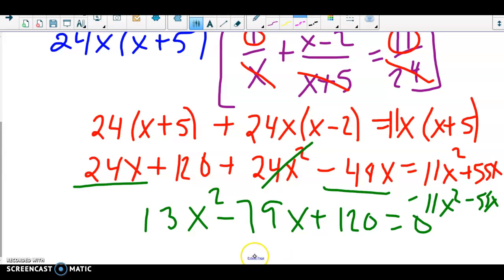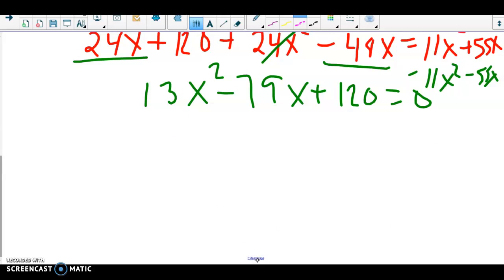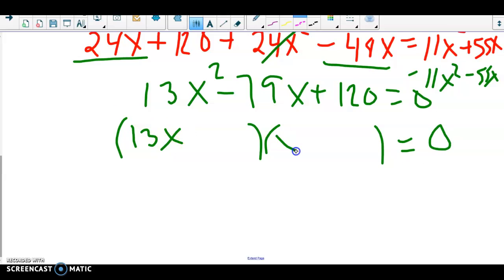You can certainly use the quadratic formula if you'd like. It does factor nicely, though. 13x times x will give me 13x squared. And 40 times 3 gives me 120. Of course, they're both negative.